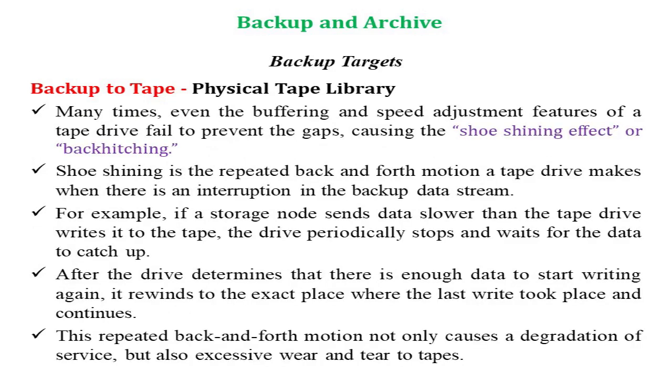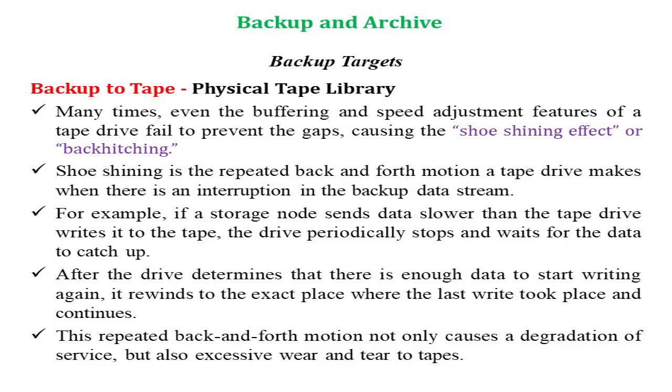Many times, even the buffering and speed adjustment features of a tape drive fail to prevent the gaps, causing shoe shining effect or back hitching. Shoe shining is a repeated back and forth motion of a tape drive when there is an interruption in the backup data stream. For example, if a storage node sends data slower than the tape drive writes into the tape, the drive periodically stops and waits for the data to catch up.